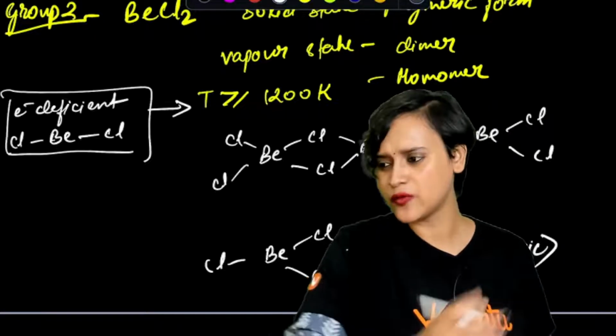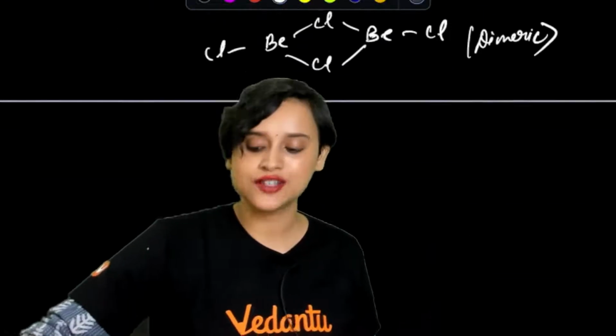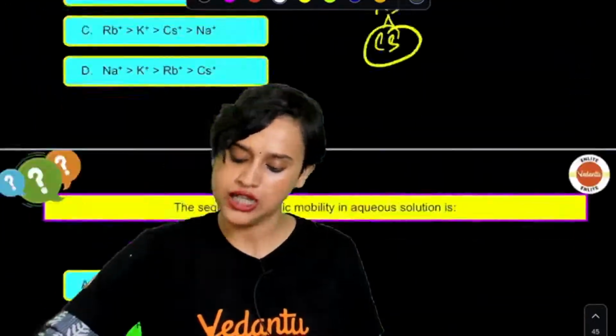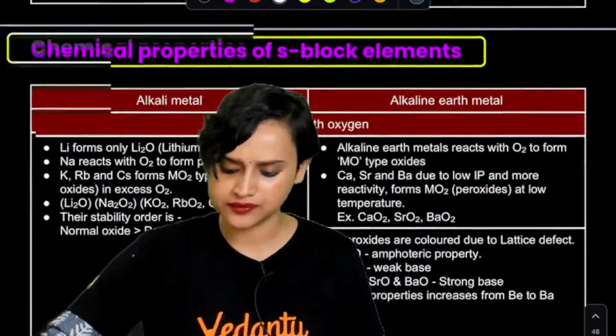That diagonal relationship, we will do it in some time. But now let's go and understand oxo acids. Should we do oxo acids first, or let's do anomalous property? Let's do anomalous property because that's easier.